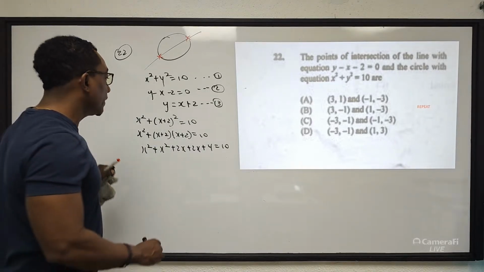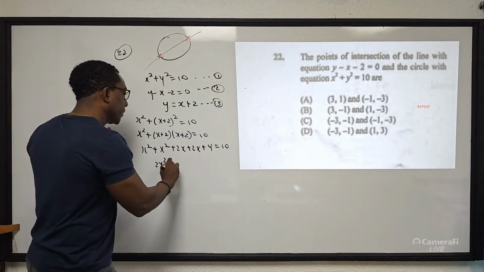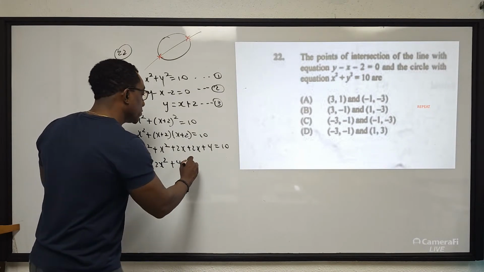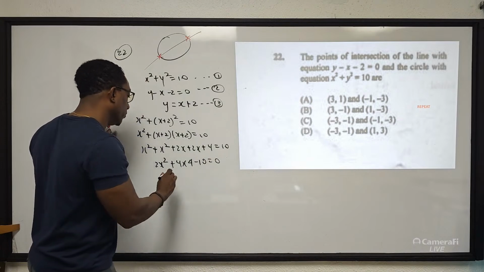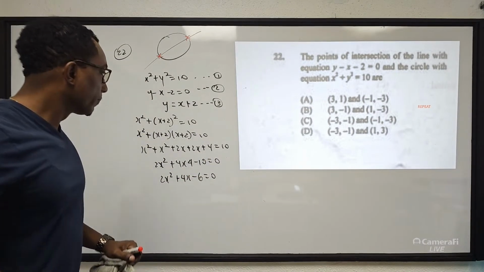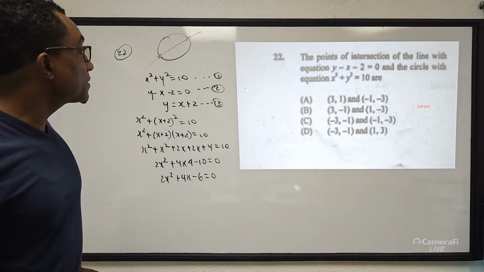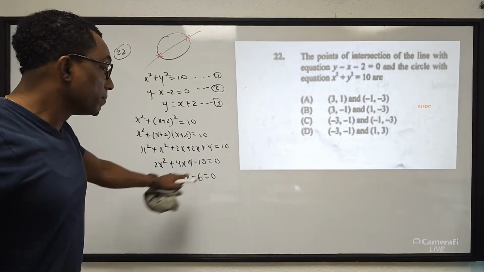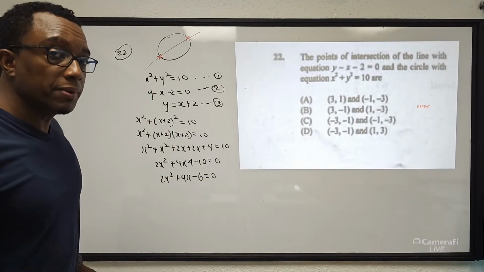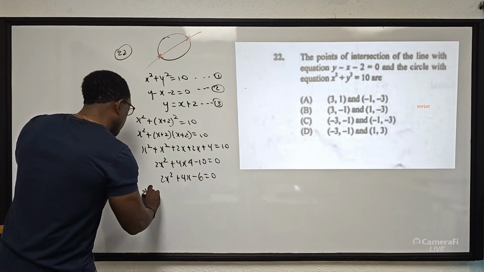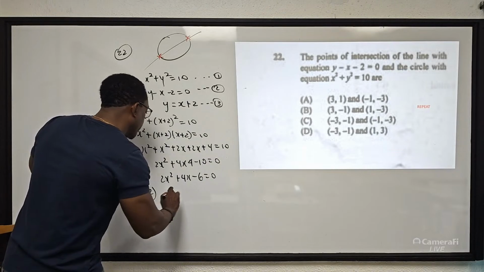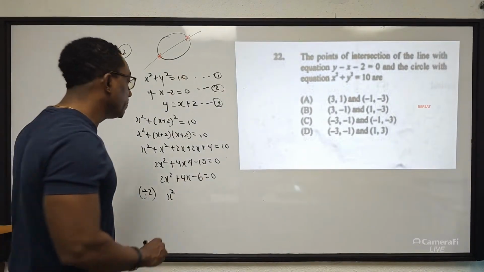Let me simplify. I'm going to get 2x squared plus 4x plus 4, and 10 comes across as negative 10, so 4 minus 10 is equal to 0. Becomes 2x squared plus 4x minus 6 is equal to 0. That is a quadratic equation. When you solve them simultaneously, linear and non-linear, you must get a quadratic, right? Substitution method, quadratic equation. Let me simplify that quadratic equation by dividing each term by 2. So 2 into 2x squared is x squared. 2 into plus 4x will be plus 2x.